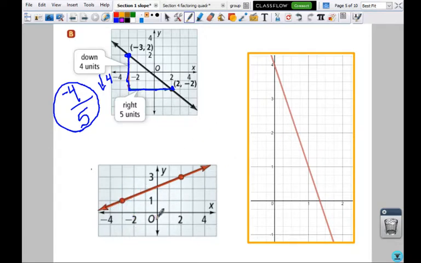So I'm going to look at this bottom one here, and this one's also kind of nice because they gave me 2 points I can use. I'm going to use these 2 points. So to go from left to right, I'm going up 1, 2, up 2, and then I'm going 1, 2, 3, 4, 5 to the right. My slope is 2/5.